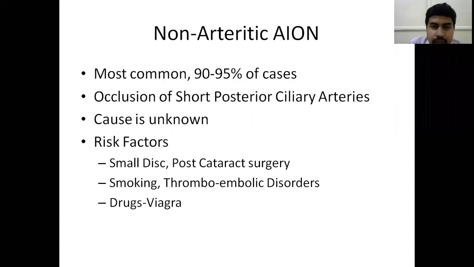Similarly, non-arteritic AION. Without inflammation, there is ischemia due to some occlusion of the arteries because of some cholesterol plaque or due to some trauma or something, that is the non-arteritic type. Cause is unknown here, could be any cause. Usually idiopathic is most common. Risk factors for this one are small optic disc, because there is more chance of vessel occlusion. Post-cataract surgery, there may be hypotonia which can cause a sudden block. Similarly, smoking and thromboembolic disorders. I told you a cholesterol plaque can get lodged.